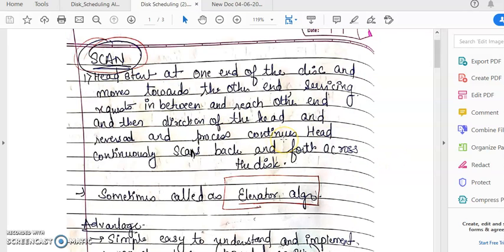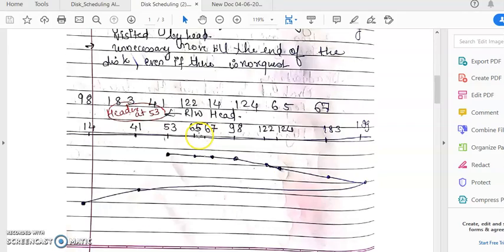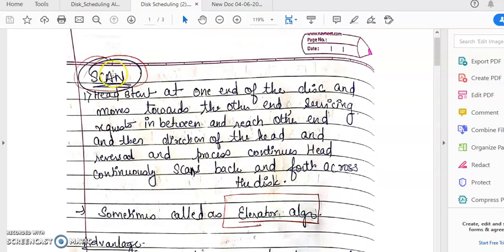Now what is the SCAN approach? SCAN says that when you start from the current head, you have to go through each request while you travel. Suppose you're traveling from left to right, you have to attend each and every request till you reach the end. I'll just take this example again, and we'll see the definition.